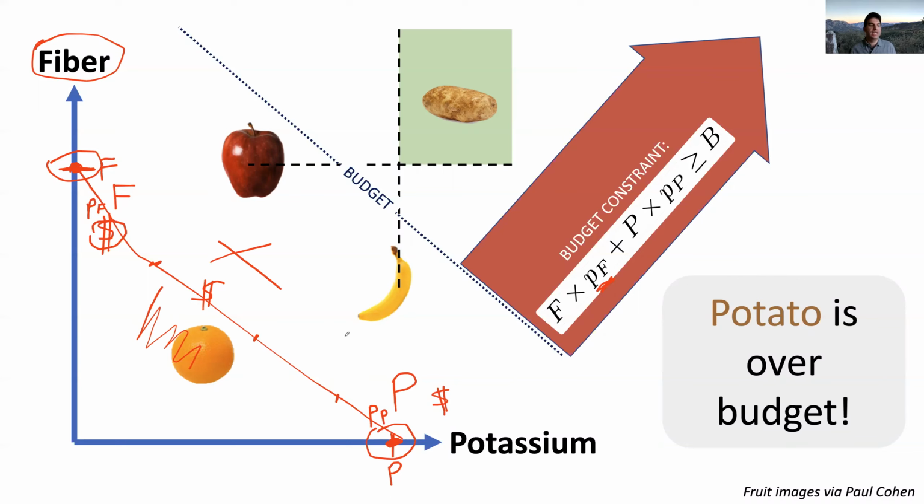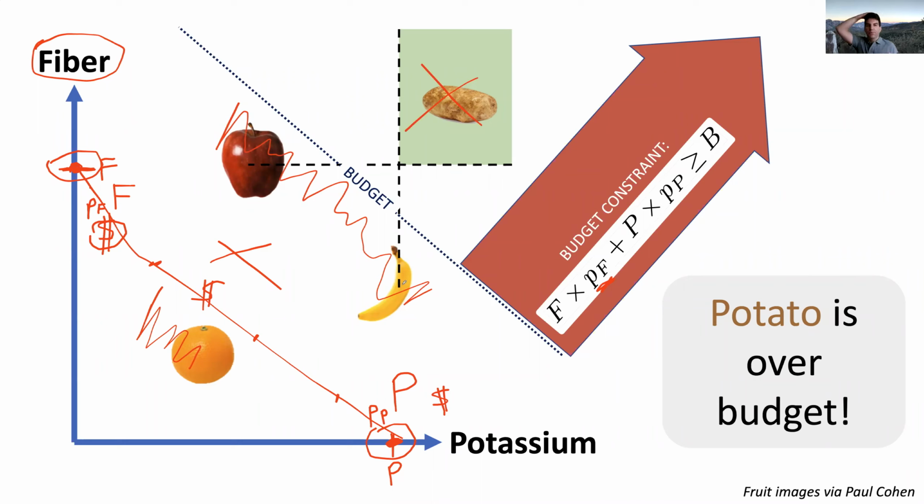And so what I've just drawn down here is a reproduction of what I drew up here. If I had enough budget to buy both the apple and the banana, but not the potato, then effectively the potato is not feasible. I cannot select the potato. It is over my budget. I can only select the things that are under my budget line, and that includes the apple and the banana.